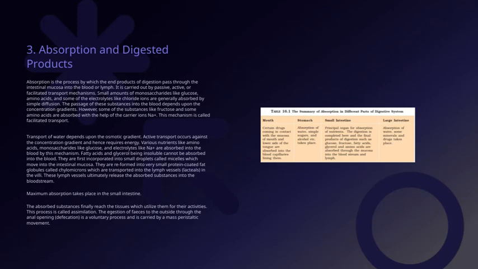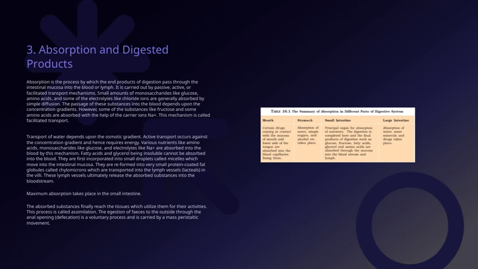Now, once the nutrients are absorbed, they finally reach the tissues where they are used for various activities. This process is called assimilation. It's essentially how our body utilizes the nutrients it has taken in. The removal of waste in the form of feces through the anal opening is called defecation. And interestingly, this is a voluntary process that occurs through a mass peristaltic movement in the intestines.